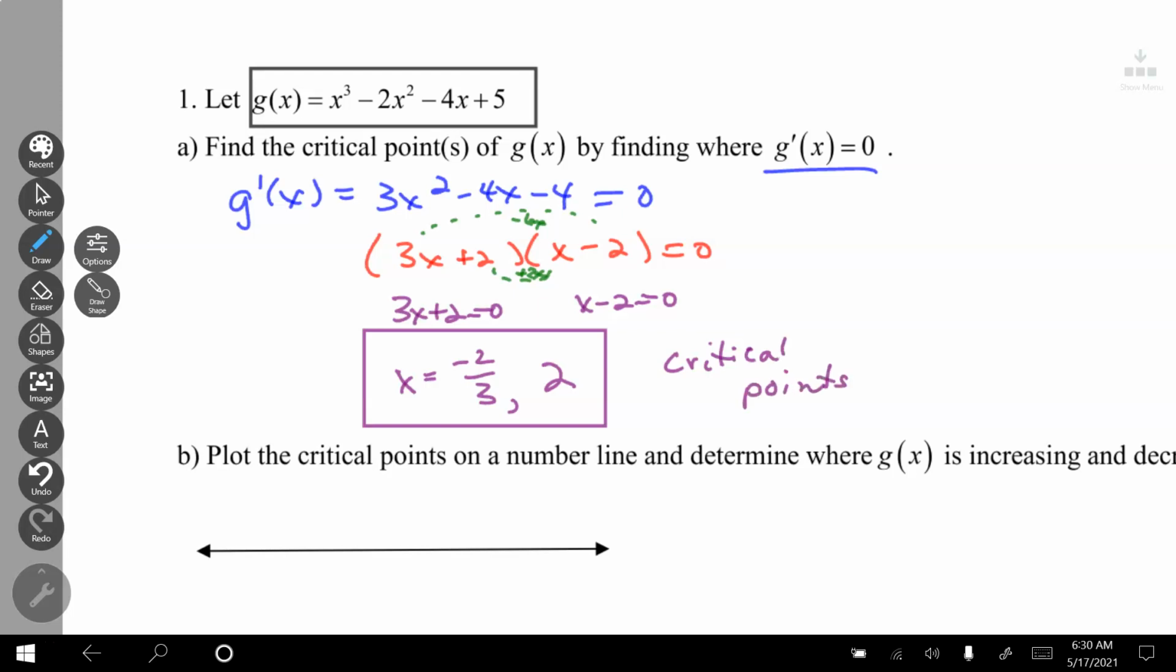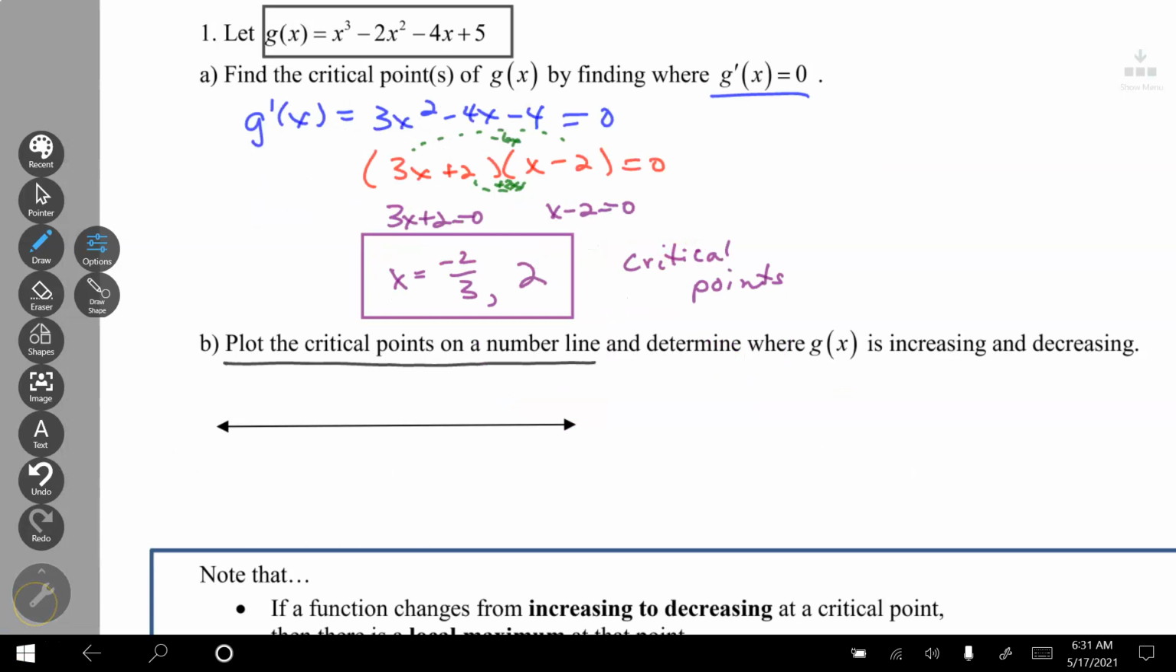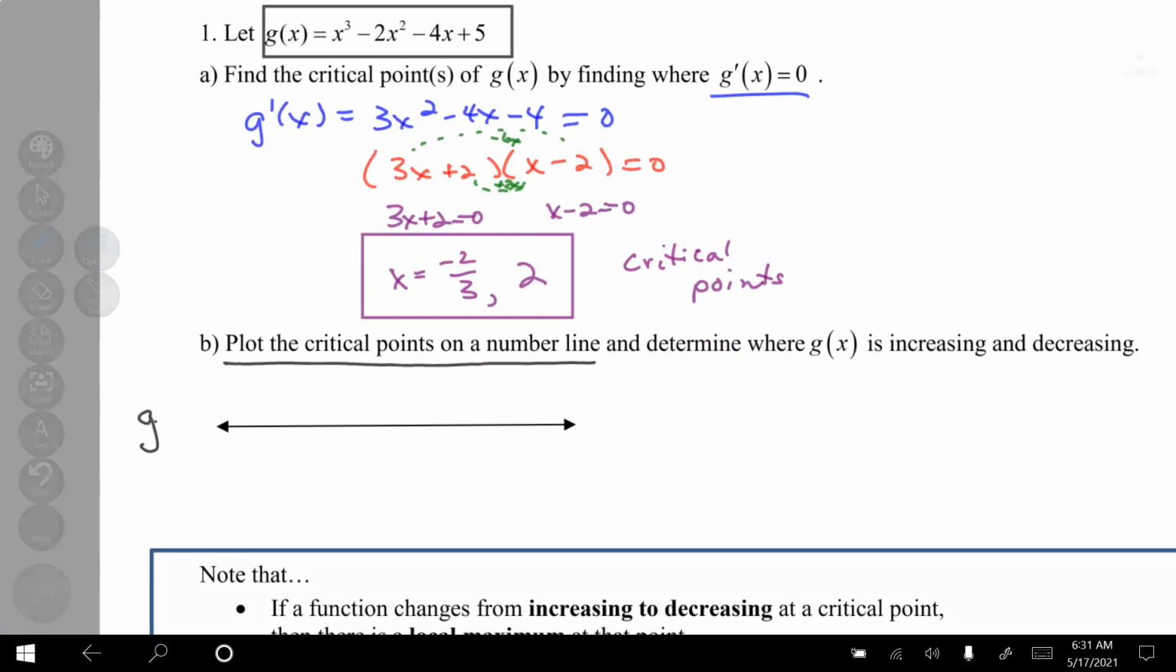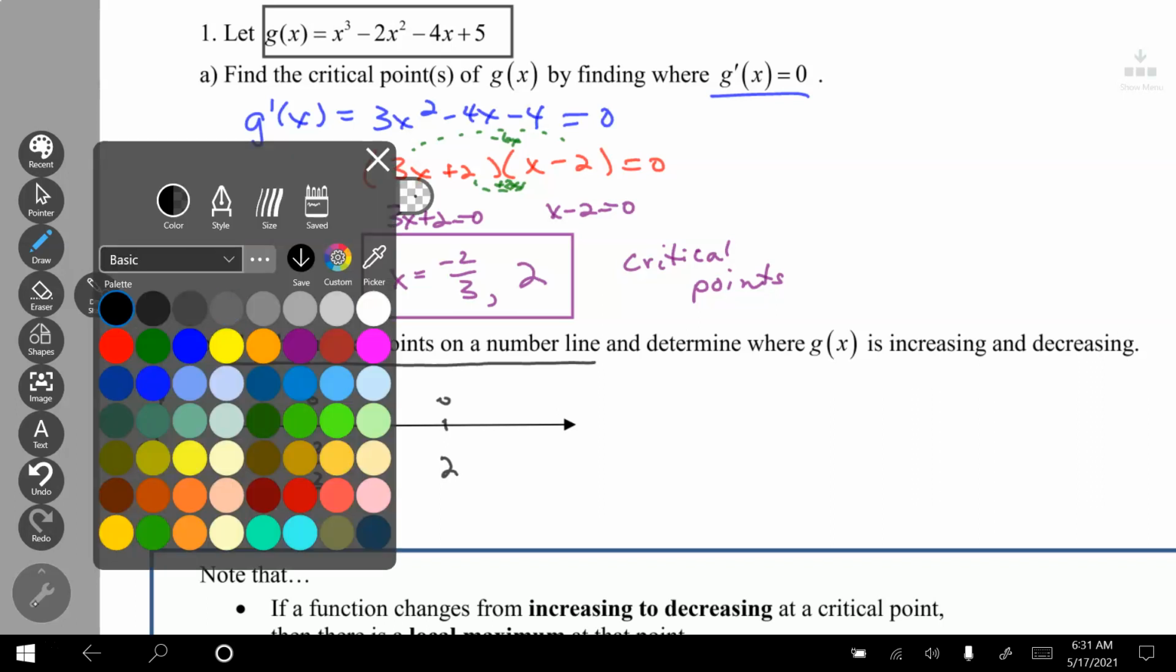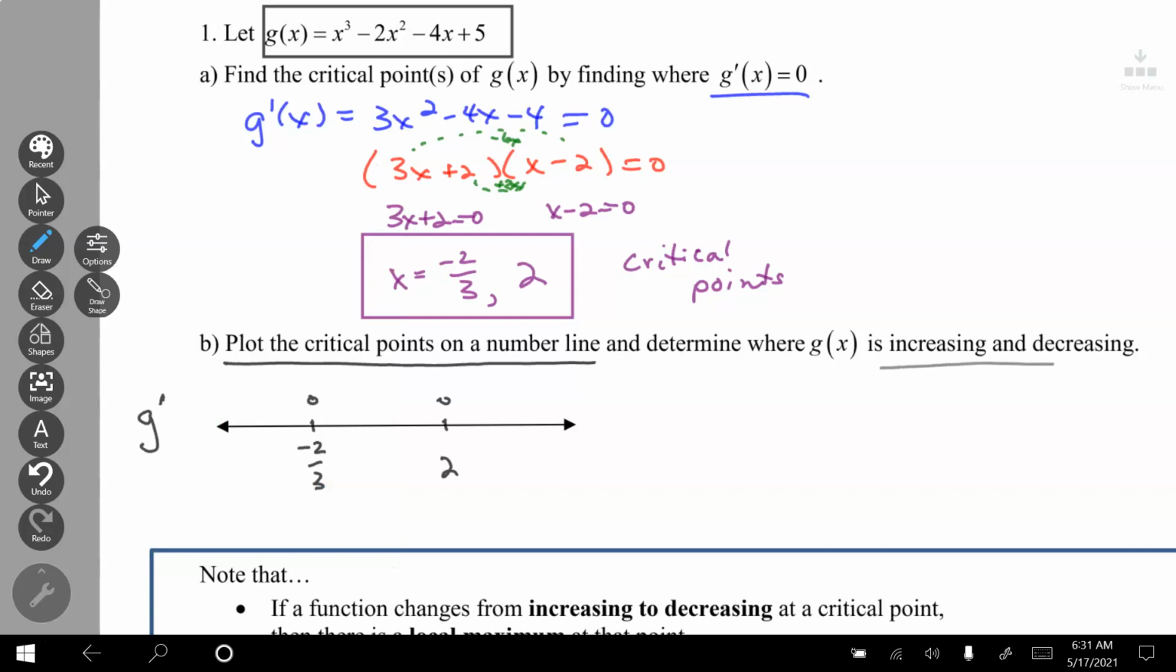This is when the derivative is equal to 0. So now I'm going to plot these critical points on a number line. This number line represents g prime, not the original function g. My two critical points are negative 2/3 and positive 2. These are the zeros. And now I'm going to put in the plus and minus signs because I have to determine if things are increasing or decreasing.